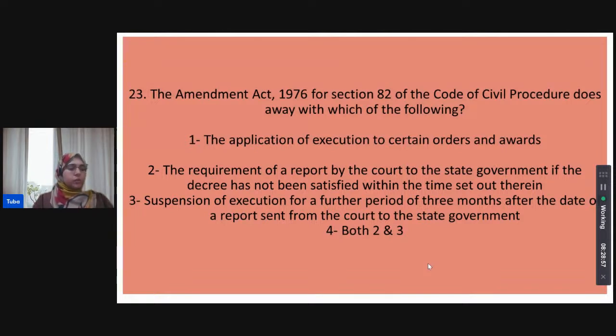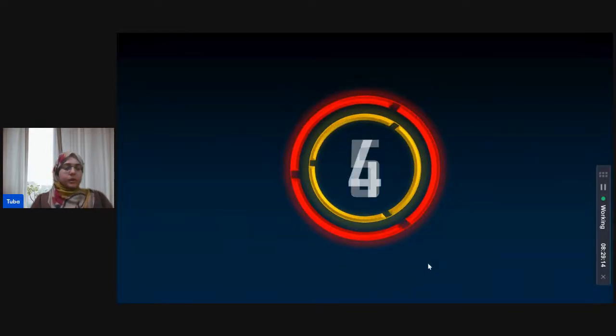All right, so this is about the Amendment Act of 1976. It made some peculiar changes. What did it do away with? Which of the following did it do away with? It helps to know a bit of the history about how CPC's provisions changed with time. I'm starting the timer. Let's see what it did away with. The Amendment Act of 1976.